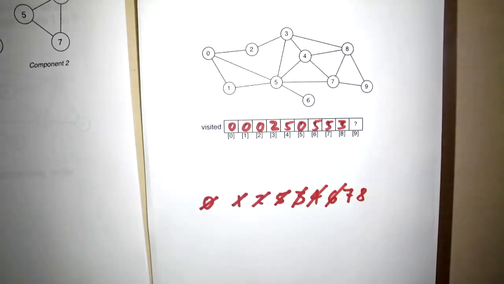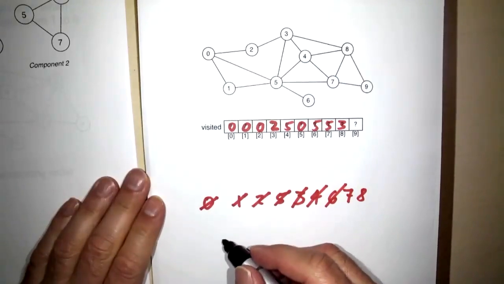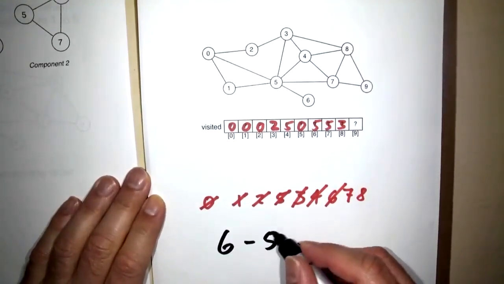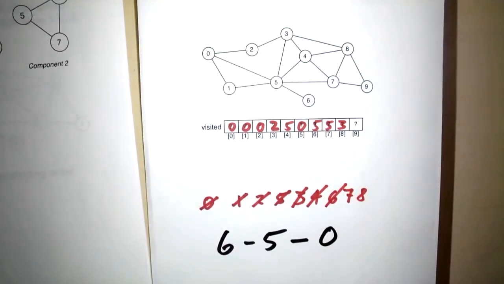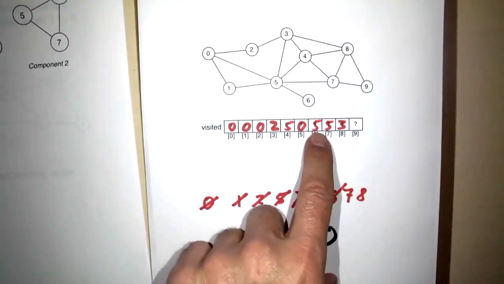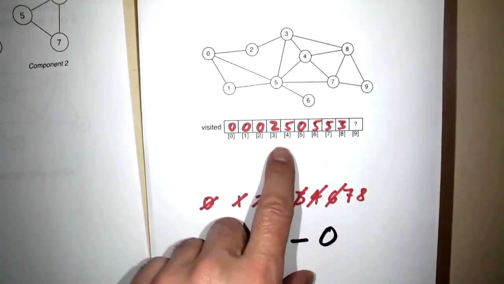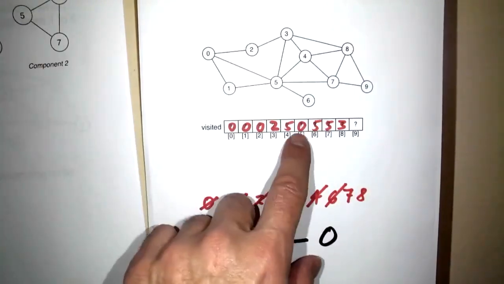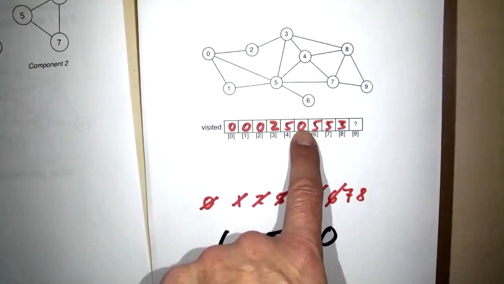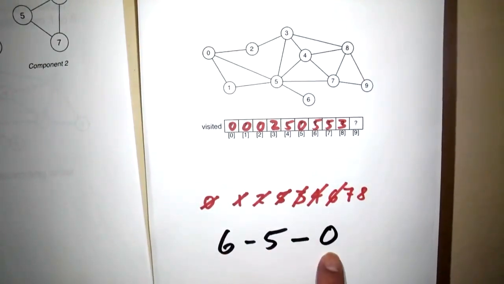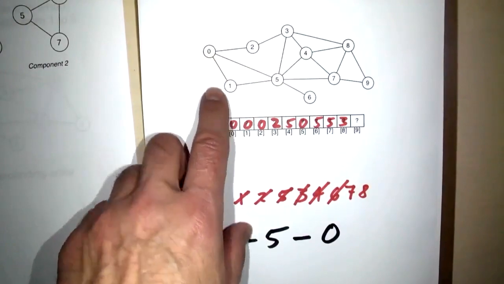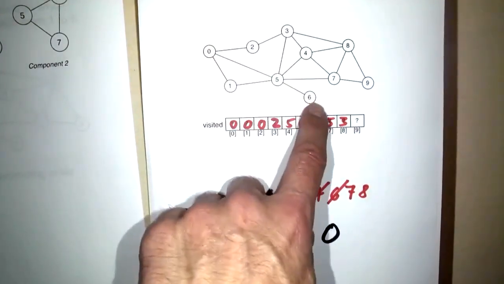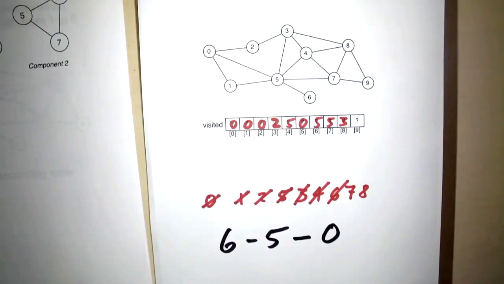What is the path? 6, 5, 0. So if we display the path in reverse order, from 6 we came from 5. From 5 we came from 0. And this is why we have 6, 5, 0. And you can see now this is actually the shortest path, unlike the depth first search, which gave us the path 0, 1, 5, 6. Here we have found the shortest path with the help of our breadth first search.